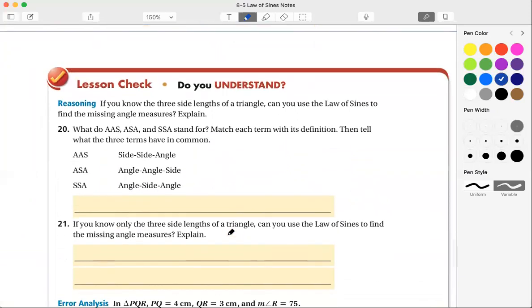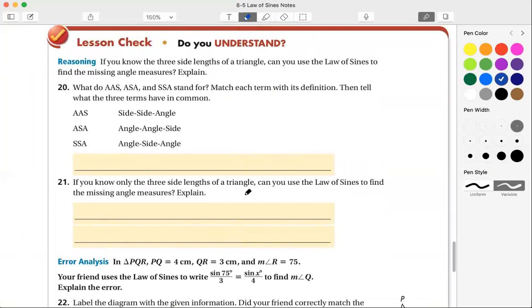All right, let's review, see if we understand what's going on here. So what do AAS, ASA, SSA stand for? AAS stands for angle, angle, side. ASA stands for angle, side, angle. SSA stands for side, side, angle.